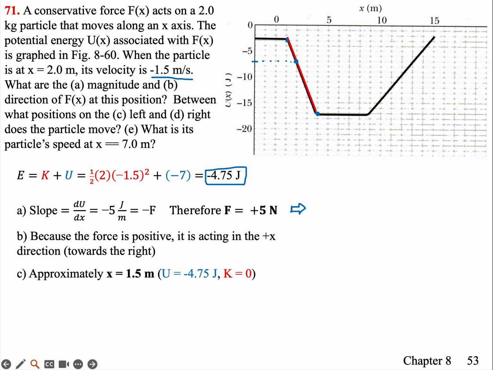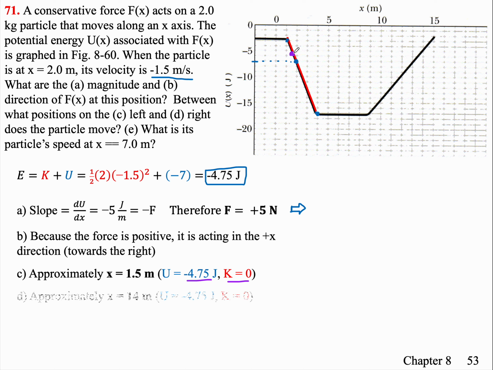the answer on this side is approximately x equals about 1.5, right about here. At that point right there, my potential energy is going to be negative 4.75. The kinetic energy at that point has to drop to 0, and that's as far as we can go over in this direction.